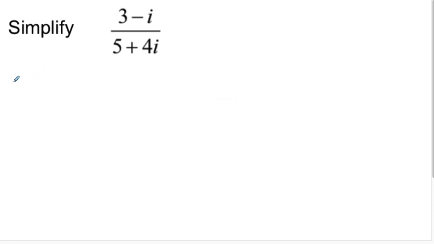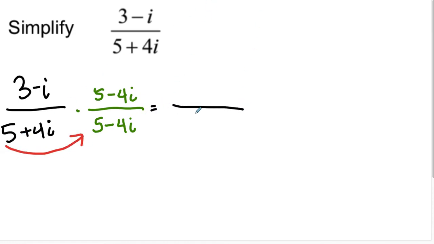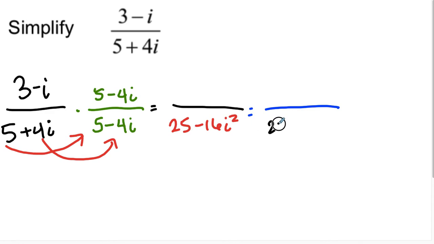Okay, let's work this out. We have 3 minus i in the numerator and 5 plus 4i in the denominator. So the complex conjugate is going to be 5 minus 4i. 5 times 5 is 25, and 4i times negative 4i is negative 16i squared. So this is really 25 plus 16, which equals 41. My denominator is 41.